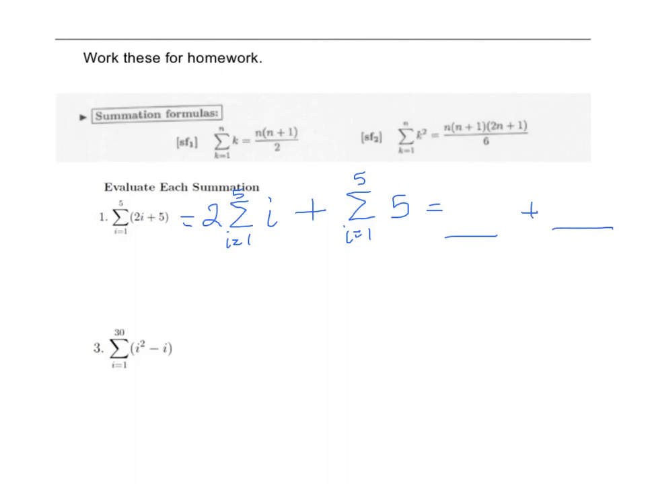All right, down here, I'm going to rewrite it. It has 2 terms. So I'm going to have I equals 1 to 30 of I squared minus I equals 1 to 30 of I. All right, so you're going to use the formula. Both on this one, n is 30, and on this one, n is equal to 5. So see if you can get the answer, and I will see you in class.